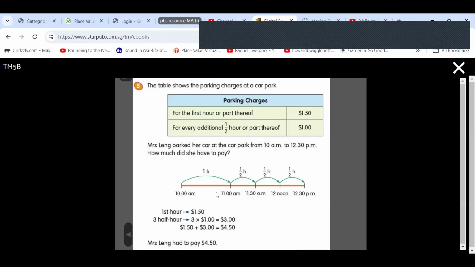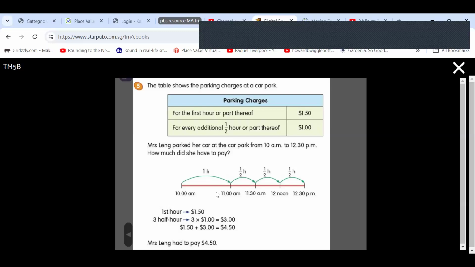But this one, you see, Mrs. Ling parked her car at the car park from 10 a.m. to 12:30. So 10 to 11 was the first hour. So I charged her $1.50. Then after that, every half an hour, you charge $1 more. Think about it. Did the rate become more expensive?